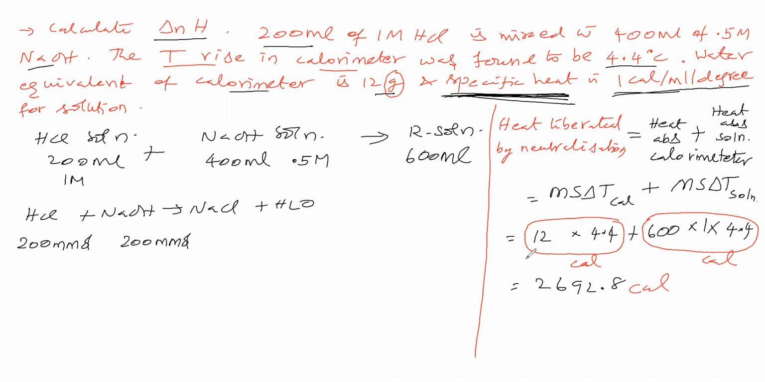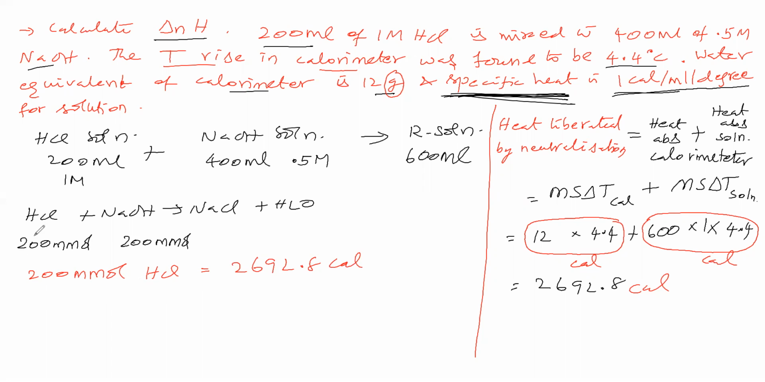How much substance undergoes neutralization? 200 millimole of HCl undergoes neutralization. So 200 millimole of HCl on complete neutralization releases 2692.8 calories. Now we want the enthalpy of neutralization.